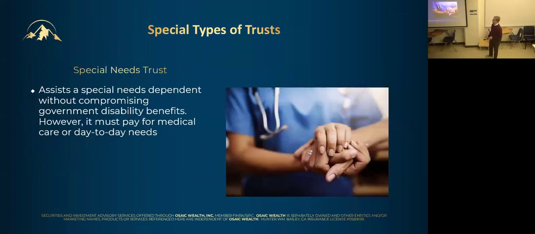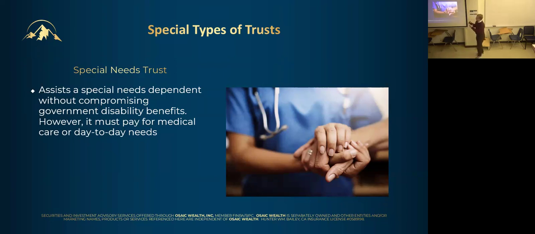Another type of special trust that we can have is what's called a special needs trust. So a special needs trust can effectively give somebody benefits, give somebody assets without compromising government disability benefits, but it has to pay only for medical care or day-to-day needs. So if you do a regular trust or you just give somebody money, you know how there can be certain benefits where if that person has access to more than $2,000, benefits go away or get reduced dramatically. This is something that could help with that.